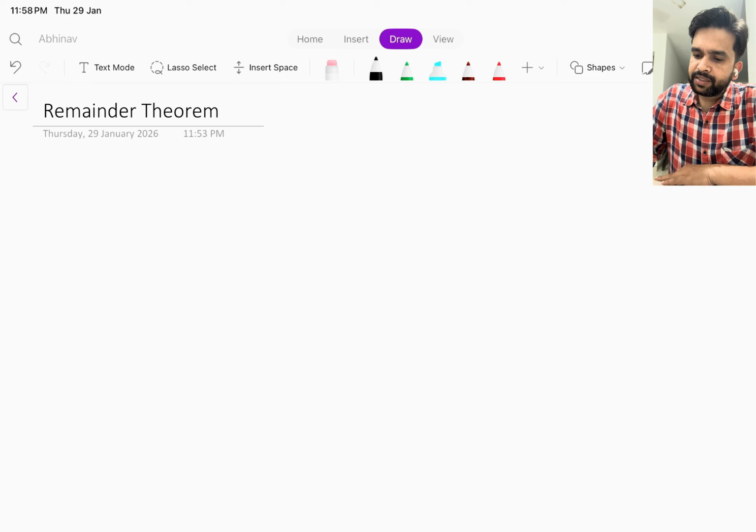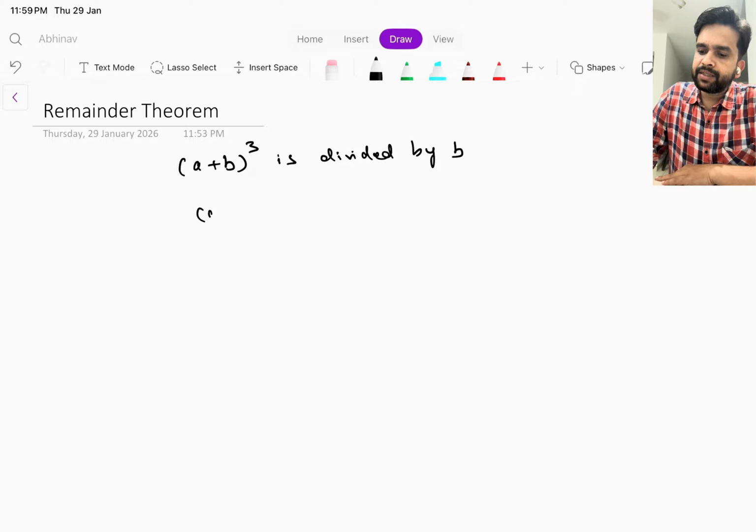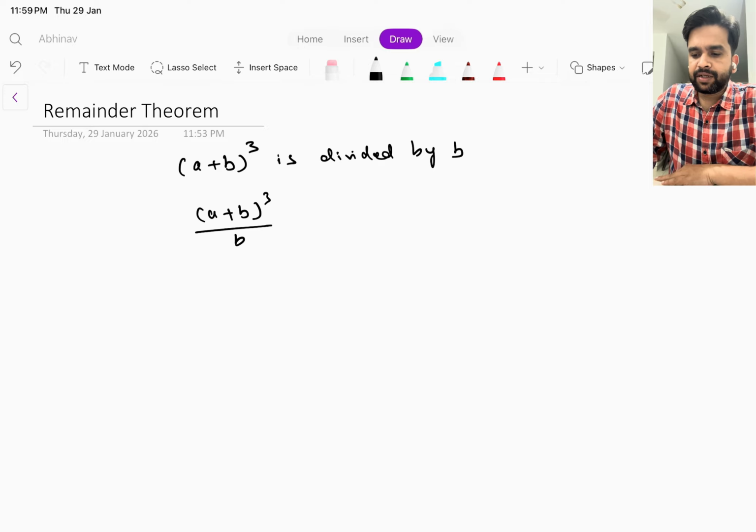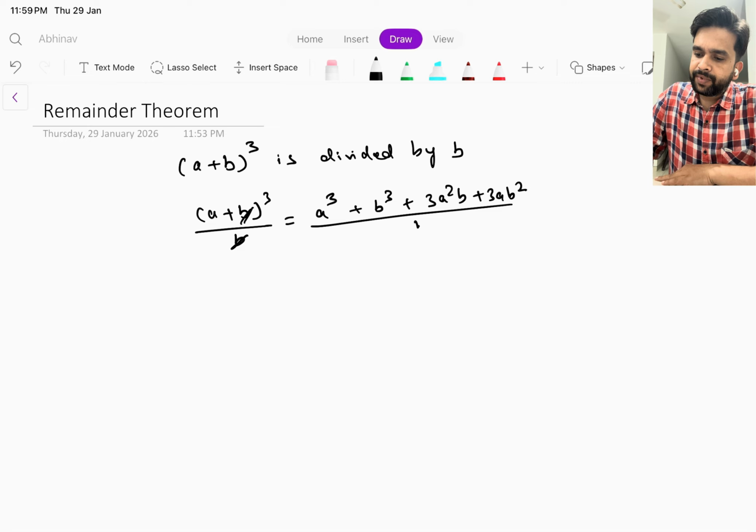So if somebody asks what is the remainder when (a plus b) whole cube is divided by b. So if I write it like this and if I cancel it, then conceptually this seems wrong. But if I open it, in the numerator I'll obtain a cube plus b cube plus 3a square b plus 3ab square, whole divided by b. And if I bifurcate it, I'll obtain this step and we have to find the remainder.